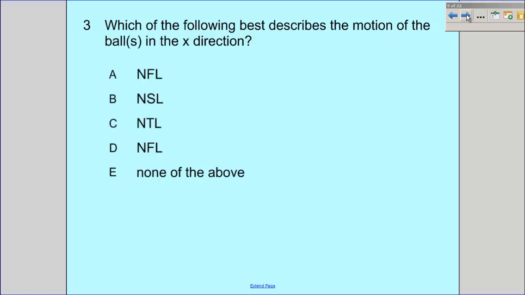Which of the following best describes the motion of the balls in the x direction? Well, again, in the x direction, once the ball is projected, pushed, but we're talking about once it's in motion, it should be the first law. There's no unbalanced force acting on it.